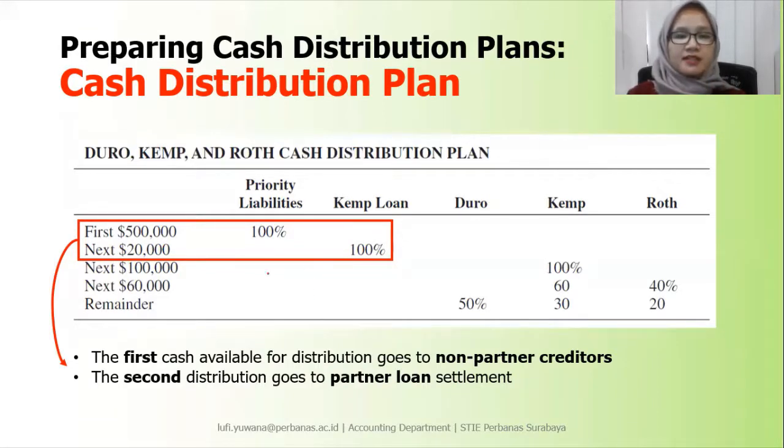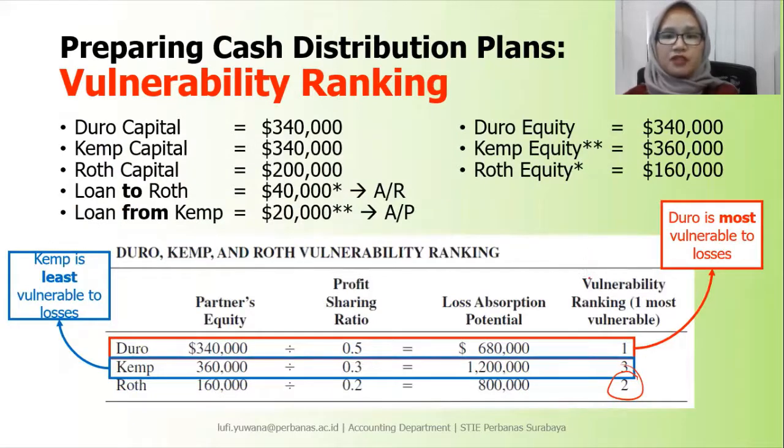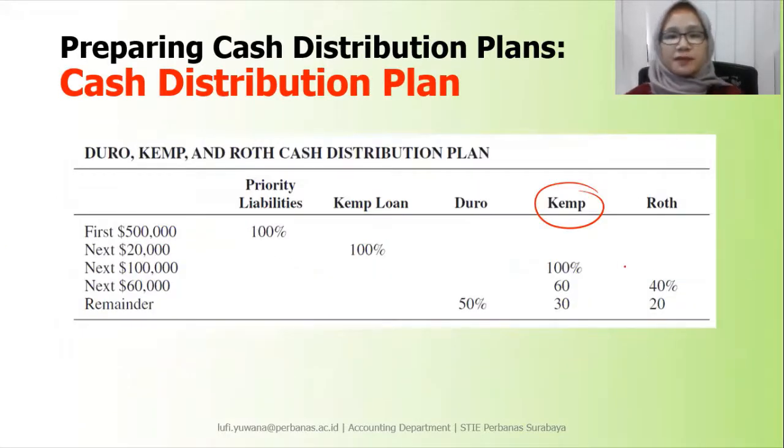And the next step is to remember the allocations to each partner. Here we have the partners Duro, Cam, and Rod, and which one among the three of them should be the priority for the payment? Here we have to pay Cam first. Why Cam? Because based on the previous information we had about the vulnerability ranking, Cam is in the third position. So it means that Cam actually is the safest among those three partners. That's why it should be the priority of the payment.